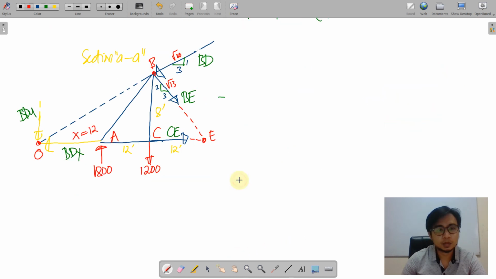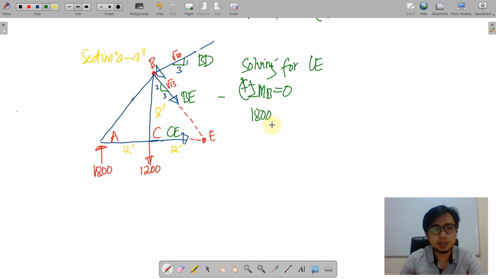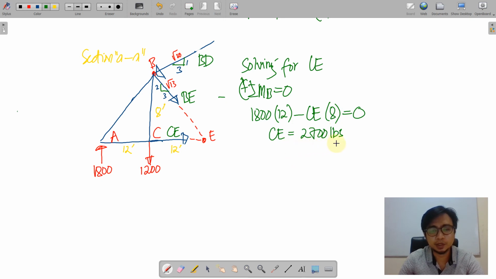So next, we use the same figure for solving for CE. Perhaps we can delete the BD extension here. So solving for CE, of course, we obviously take moments at point B equal to 0. So doing that, if we take moments at point B, only CE is unknown here. We have clockwise 1/8 times 12 minus CE times 8 is equal to 0. So CE would be equal to 2,700 pounds.